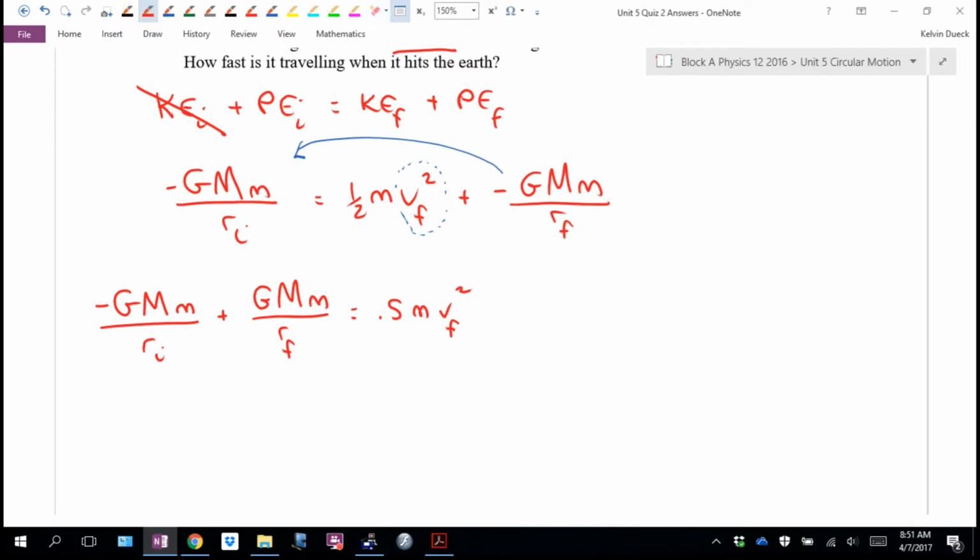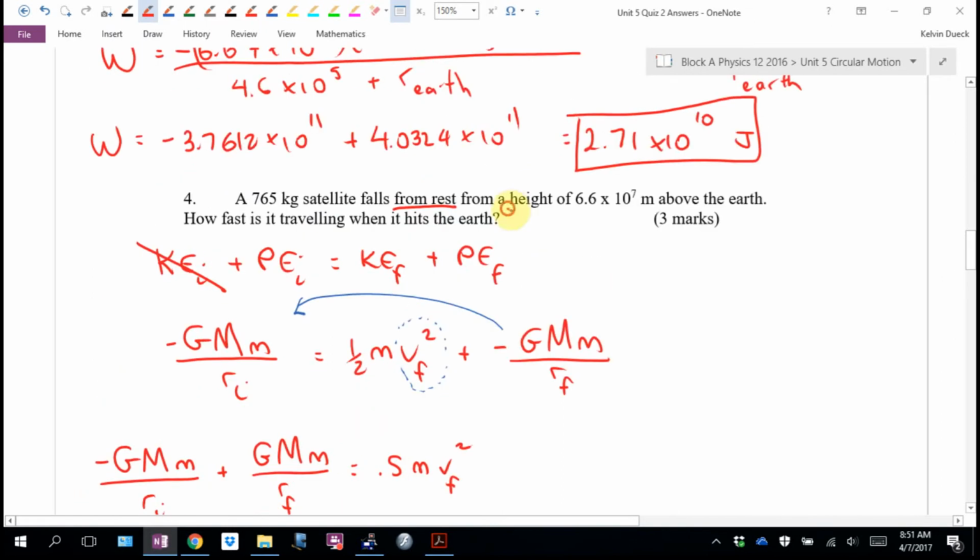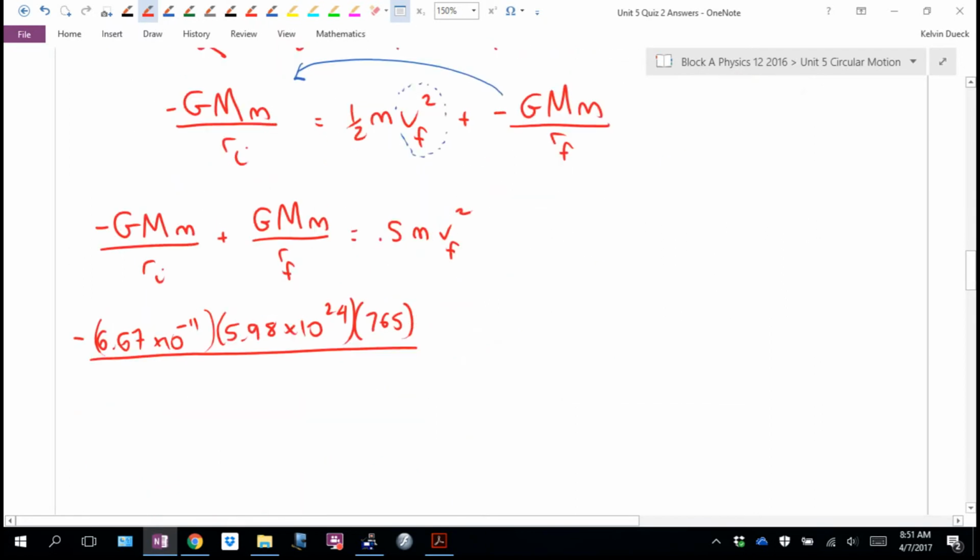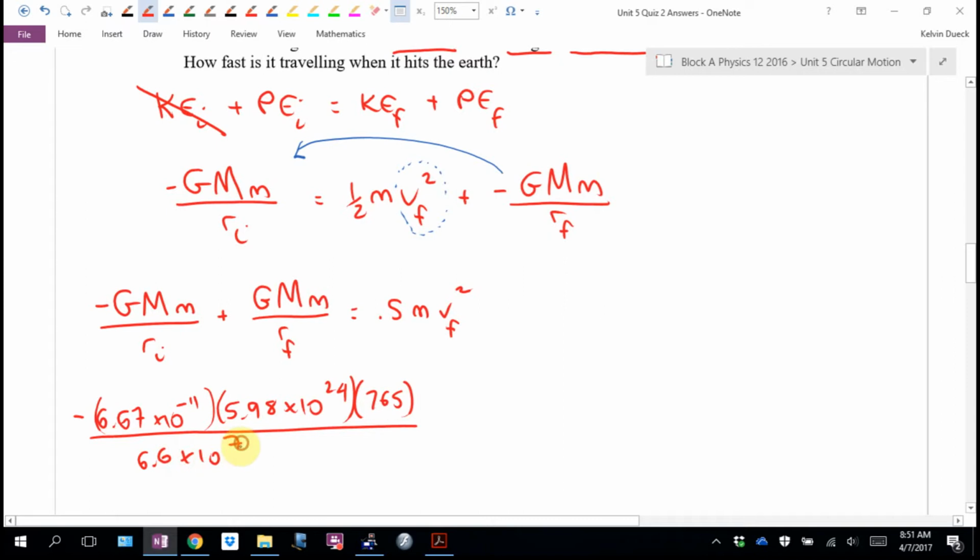Okay. Negative 6.67 times 10 to the negative 11, 5.98 times 10 to the 24th, M, 765. Our initial is up in outer space. Drake, what word did I just underline? So this is not R. This is an altitude. R is going to be 6.6 times 10 to the 7th plus the radius of the Earth. Minus minus was a plus. Yay! Well, it wasn't really a minus. When I plus the negative over, it became a plus. I should have said it that way. Ditto mark times ditto mark times ditto mark divided by the radius of the Earth.